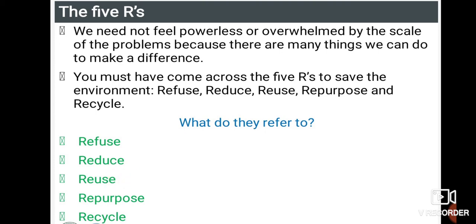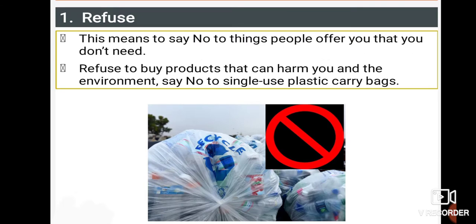What do they refer to? The first one, refuse. This means to say no to things people offer you that you don't need. Refuse to buy products that can harm you and the environment. Say no to single use plastic carry bags.